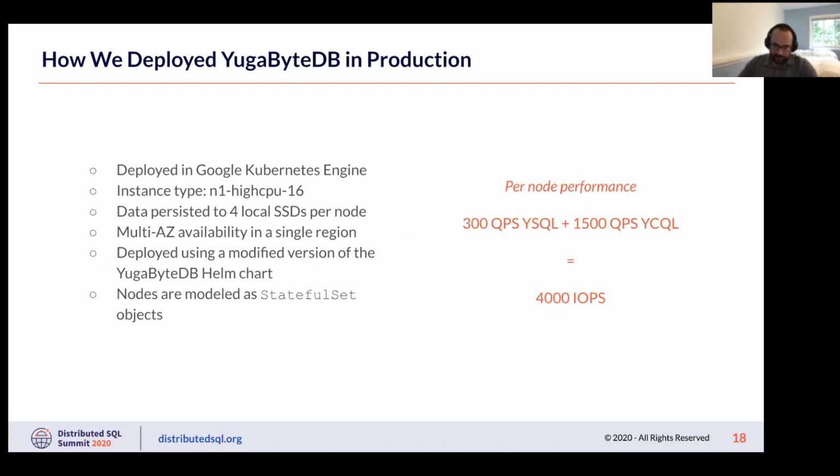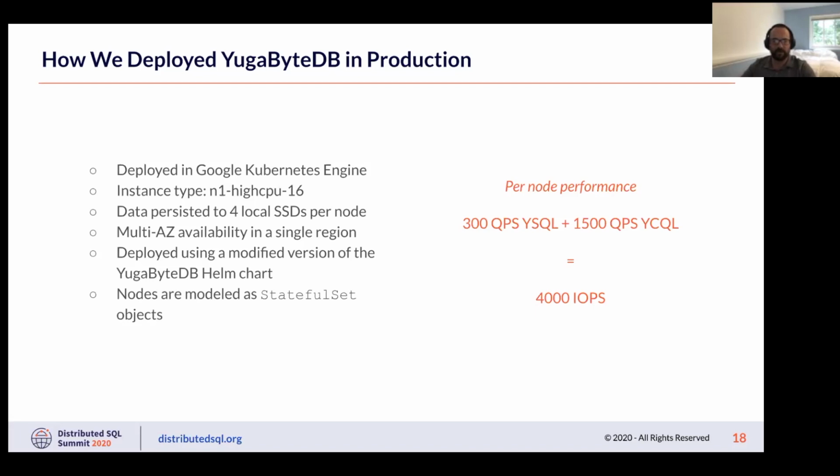So how did we go about doing this? We used GCP, so we've used the Google Kubernetes Engine to deploy YugaByte. Our instance types are, for the most part, for our tablet servers, N1 high CPU 16s. So these have a reduced memory-to-CPU ratio relative to a standard instance type, for instance. We've persisted our data locally on each one of these instances, so 4 local SSDs per node currently. This is a multi-availability zone, so multi-AZ, deployment.